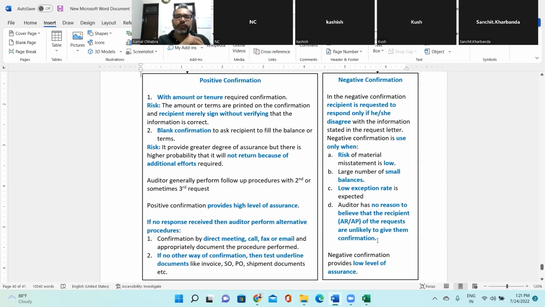The auditor generally performs the follow-up procedure, that is a second or third request of the confirmation, right? Positive confirmation provides a high level of assurance. If no response is received, then the auditor performs alternative procedures. Alternative procedures include maybe directly calling the customer, faxing the customer, or taking the confirmation over email, right? If there are no other ways of confirmation, then test the underlying documents like invoices, sales orders, purchase orders, shipping documents, etc. Make sense?